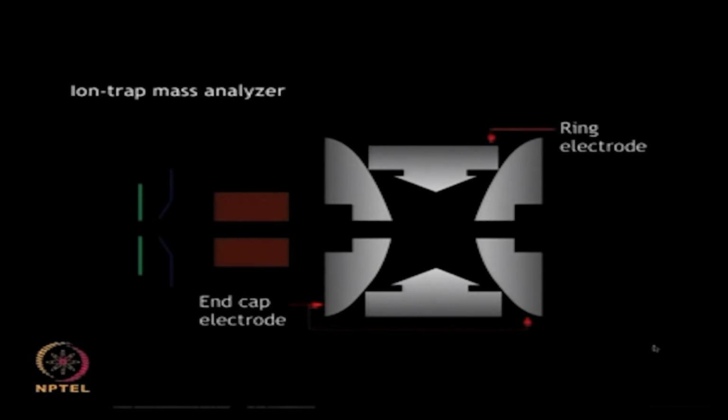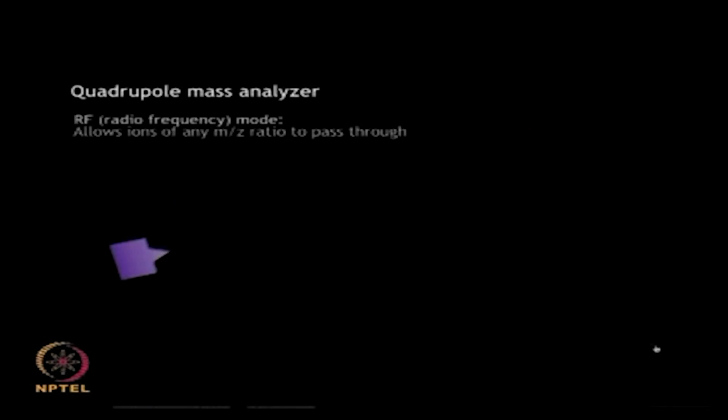Now, let us discuss the next mass analyzer, the ion trap. An ion trap makes use of a combination of electric and magnetic fields and captures ions in a region of a vacuum system or tube. The ion trap traps the ions using an electric field and measures the mass by selectively ejecting them to a detector.